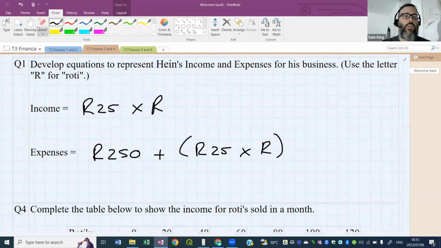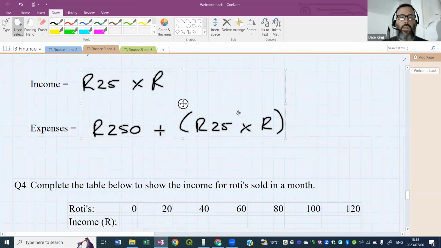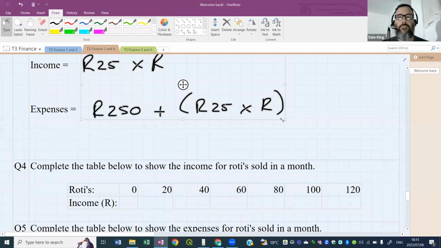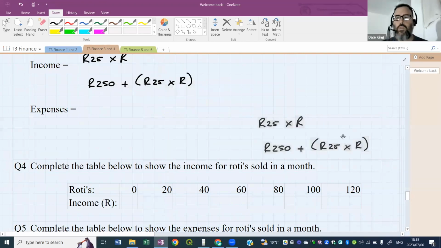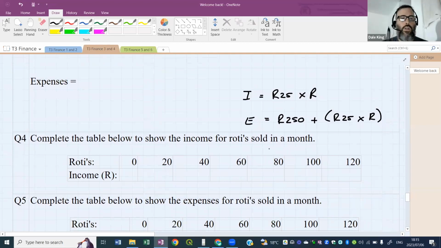Complete the table below. Now, I'm going to bring my equations down. You guys probably know them off by heart now. I'm going to bring that down. We need to complete the table for income. So I'm going to shrink these two equations and put them over here on the right. They will stay there and hover so you can see them. And I'm going to say I for income for the top one and E for expenses for the second one. There they are. All right. So now we need to fill in these tables.